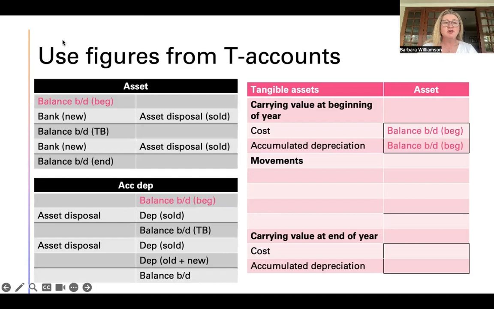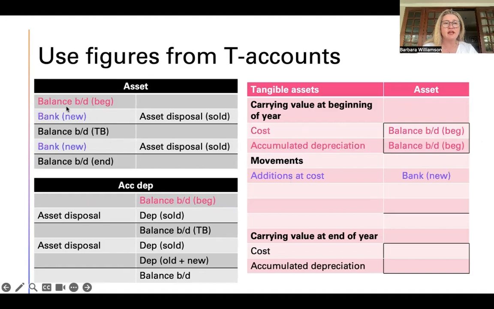The first thing that we do is we take the beginning balances from our asset and our ACDEP, and we can pop them in over here. If you want to just do the entire asset account first and then the whole ACDEP account, of course, that's absolutely fine. Just make sure that you work methodically, as always, so that you don't leave anything out. You can then show your movements.